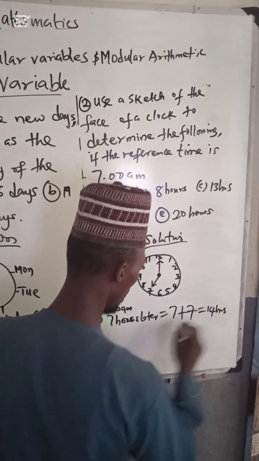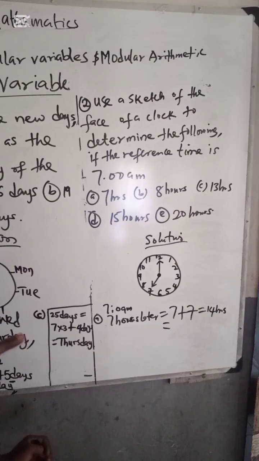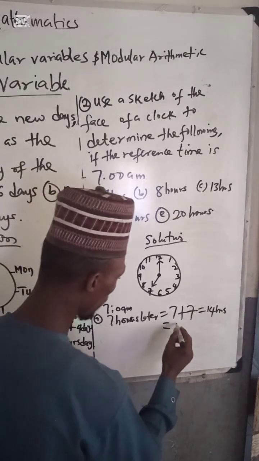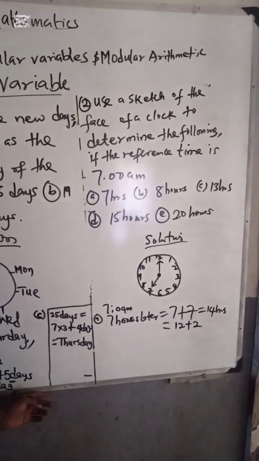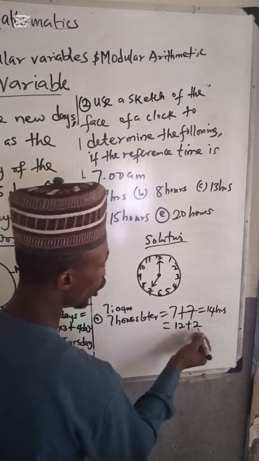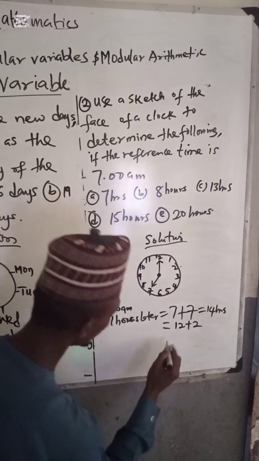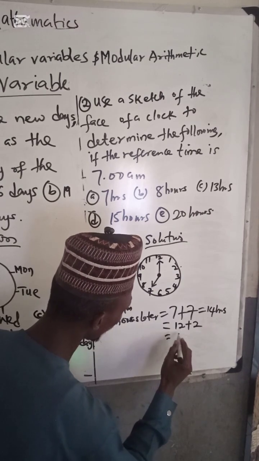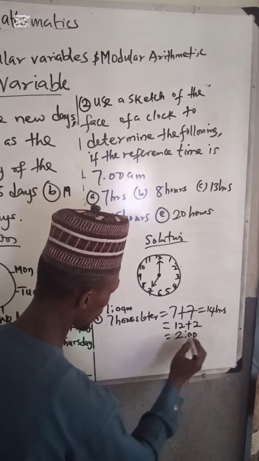14 hours. And 14 hours, remember, the variable is of circumference 12. Therefore, you are having 12 plus 2. Are we there? You are having 12 plus 2. Now, this is our 12. 1, 2. So, it will be on 2 p.m.